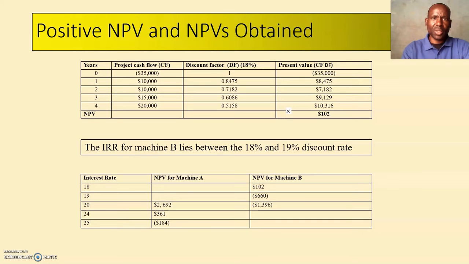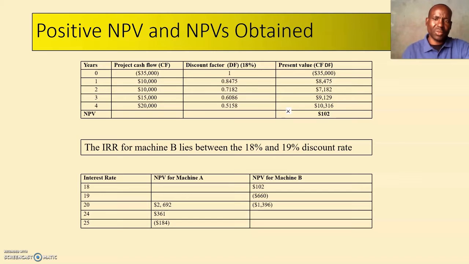And I'm sure you can see that here what we have is a positive value. Okay, after changing the discount rate to 18%, we get the net present value of $102.